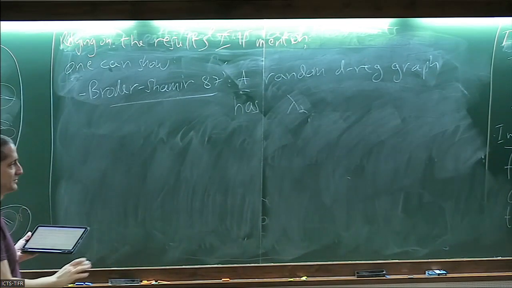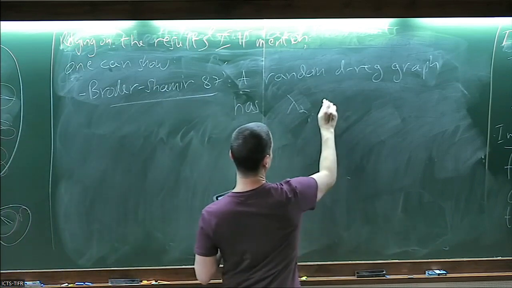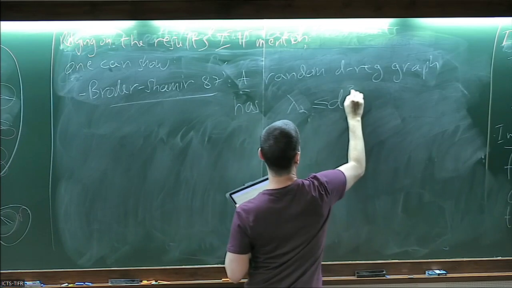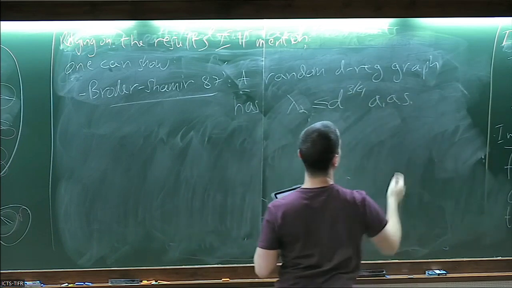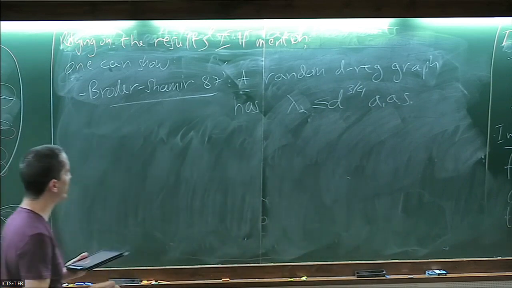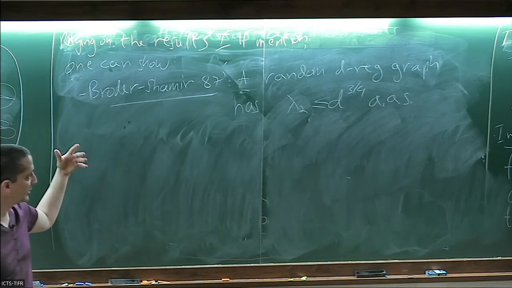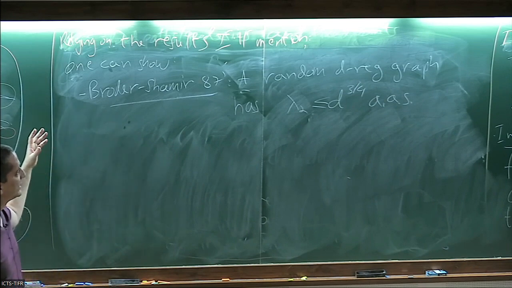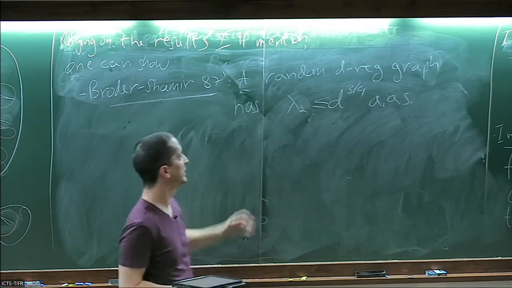I don't want to go into this. And the second eigenvalue is at most d to the 3/4, asymptotically almost surely. This is not the best result, but for the time it was the best result. I mean, now we know a much better result. Friedman proved that this is actually 2 square root of d minus 1 plus epsilon.